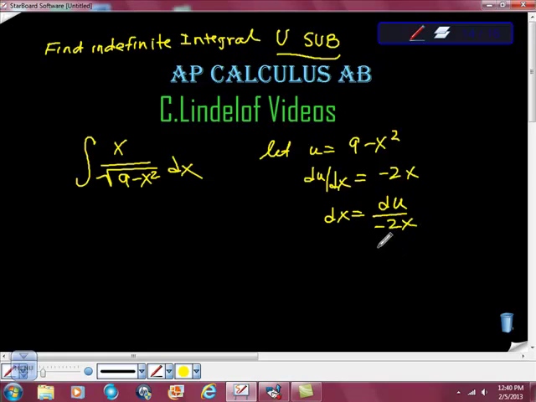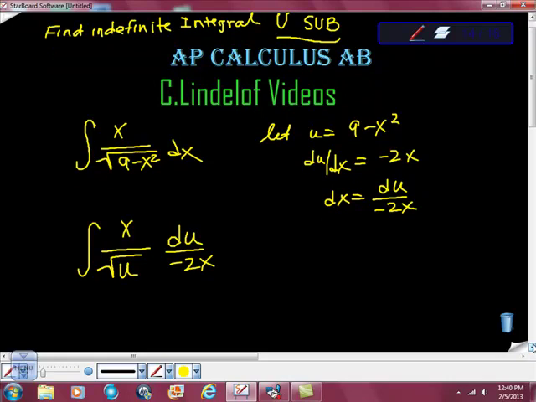And then I think what I'm going to do is put this into u form. So I'm going to rewrite this. So remember, this is u right here, isn't it? So what I'm going to do is just rewrite this. I'm going to say that I have x over the square root of u, because u is 9 minus x squared, times du over negative 2x. So far, so good?